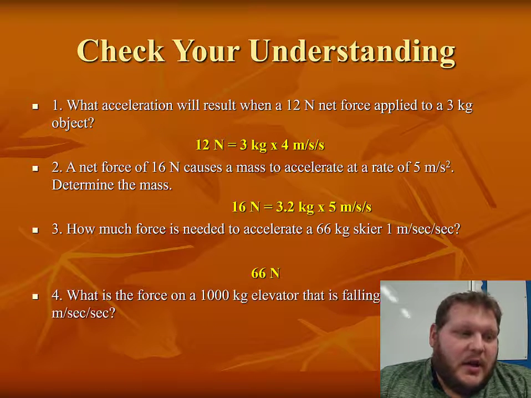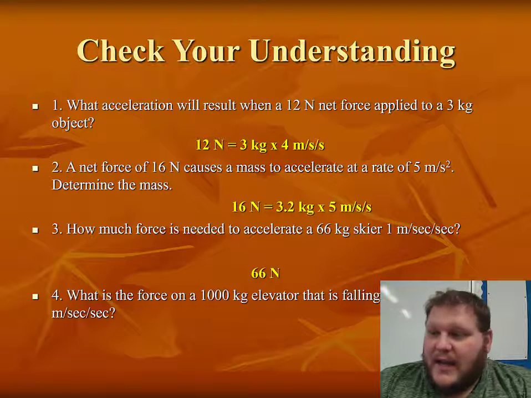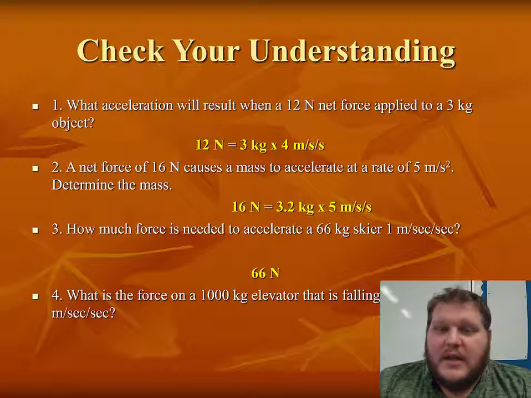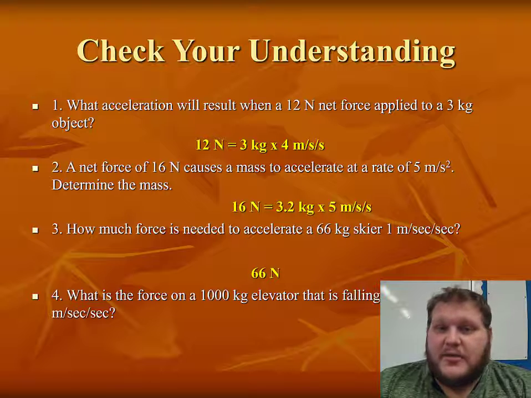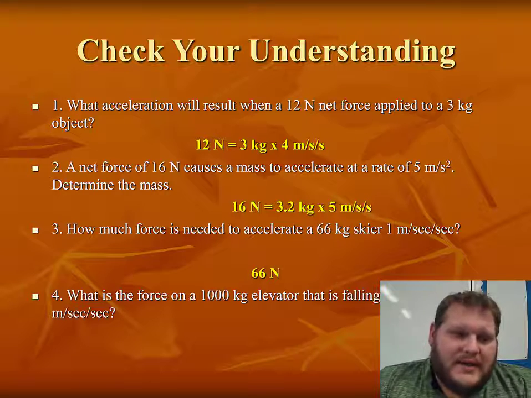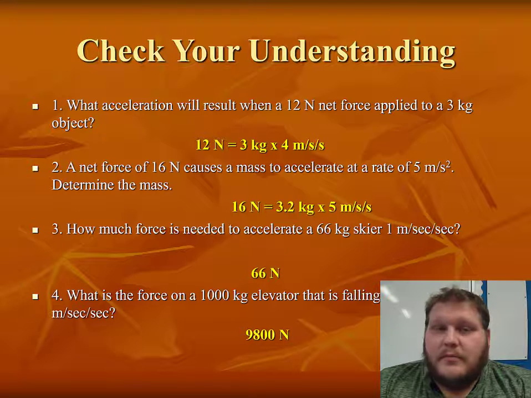Last one. What is the force on a 1,000 kilogram elevator that is falling freely at 9.8 meters per second squared? Here it looks a little tricky, but actually it's not really that tricky. It looks confusing because it says falling freely, but it tells us our mass, 1,000 kilograms. It tells us our acceleration, 9.8 meters per second squared. So we multiply those two together to get 9,800 newtons.